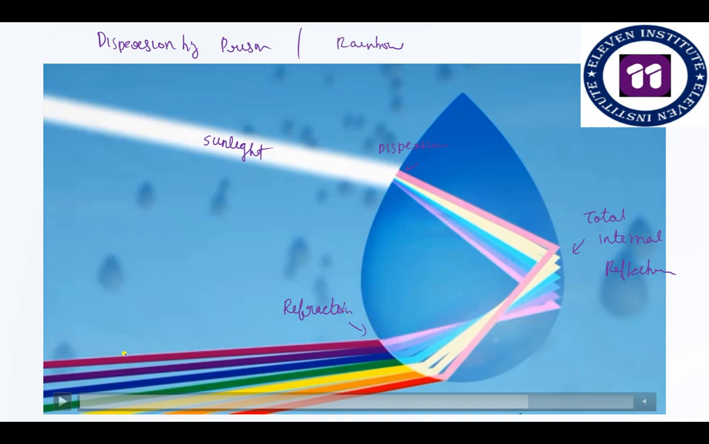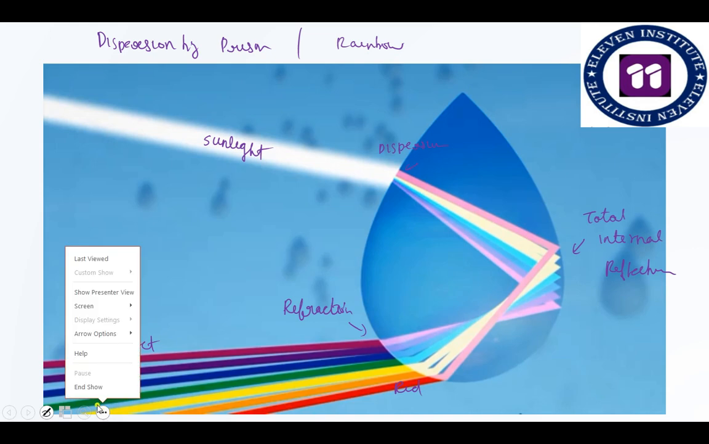Now you can see what is at the top. Violet is at the top, and red is at the bottom. You can see that. But this is for one drop. When many drops come together, we see the red at the top and violet at the bottom in the original rainbow. Fine, I hope this is quite clear to you.